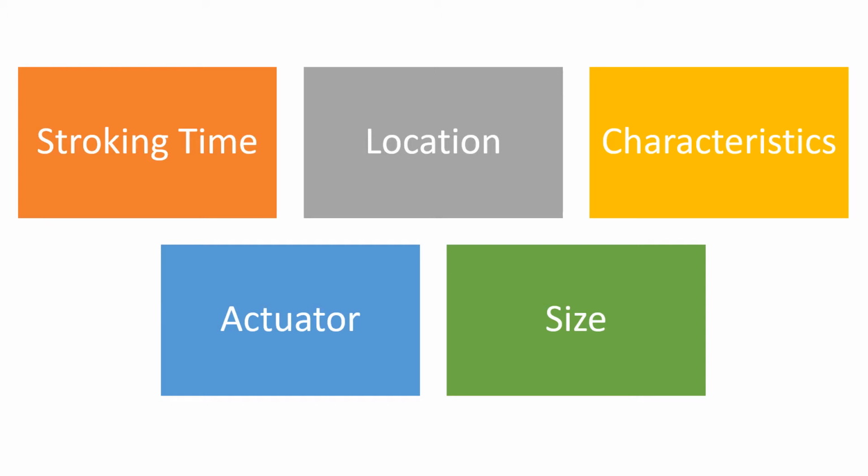So first, there are these 5 parameters which we need to look at while we will be doing the selection and sizing of the control valve. Number 1 is stroking time. Number 2 is the location of the control valve, where we want to locate the valve. Third is characteristics, whether equal percentage, linear or quick opening. Fourth is actuator type, and fifth is size of the control valve.